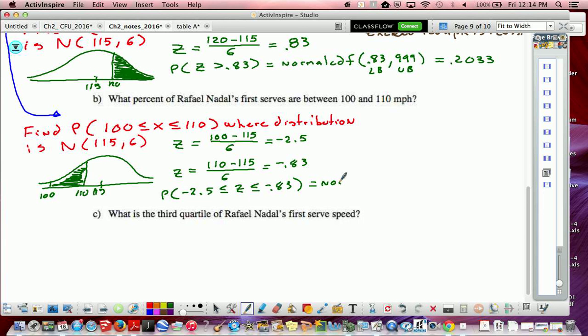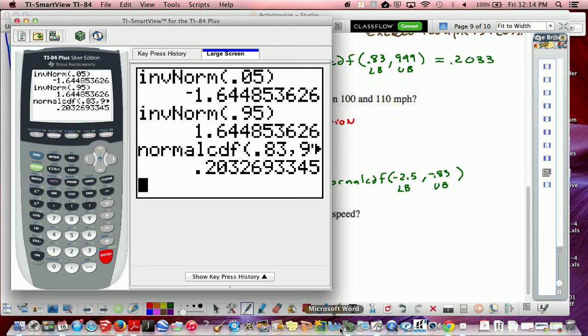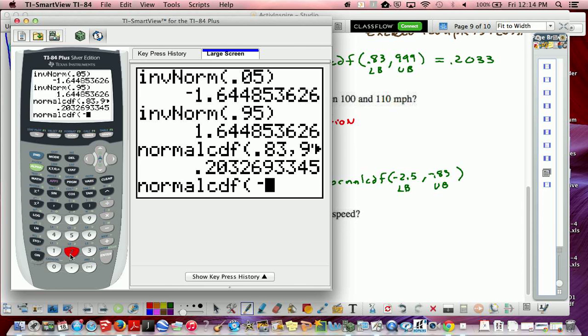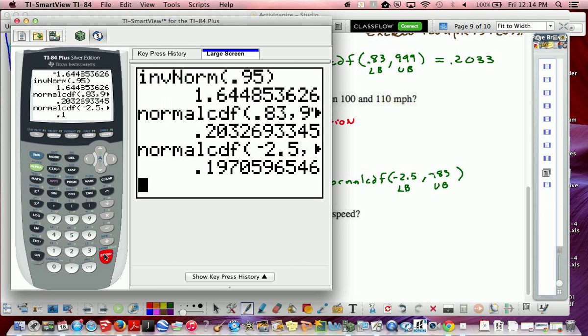So here I'm going normal CDF, negative 2.5, that's my lower bound. My upper bound is negative 0.83. I'm going to do the calculator here. Second, distributions, number 2, negative 2.5 to negative 0.83. 0.1971.